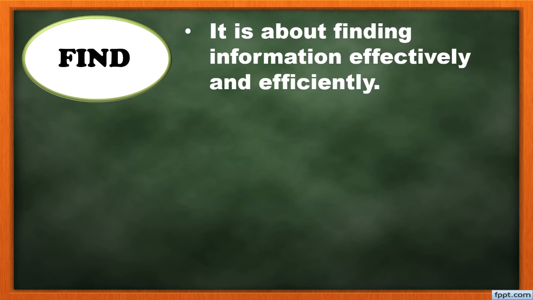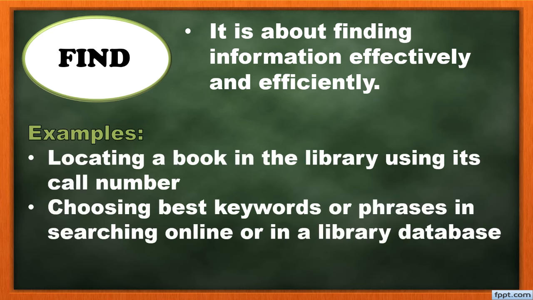Next, we have find. So it is about finding information effectively and efficiently. So in this stage, you are now going to find, locate the information that you need in your task. So an example activity for this stage is locating a book in a library using its call number. So call number is the order of that particular book according to its subject in accordance with the Dewey Decimal System. Next is choosing best keywords or phrases in searching online or in library database.